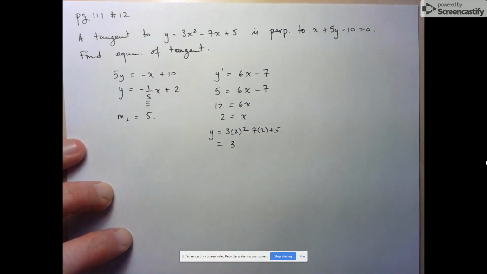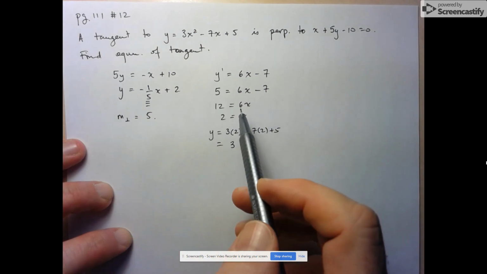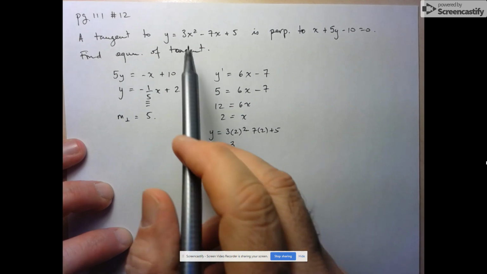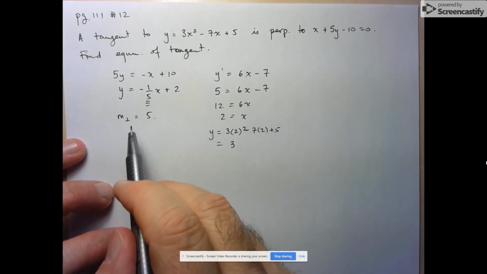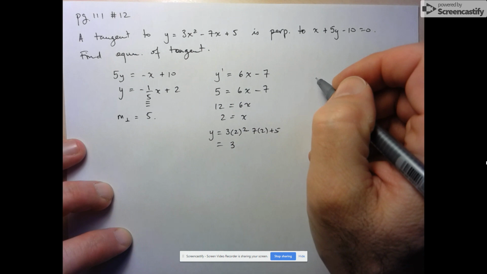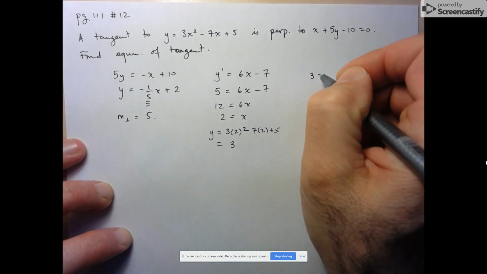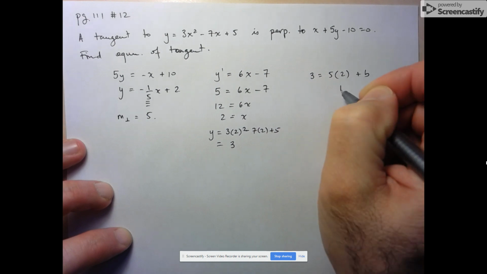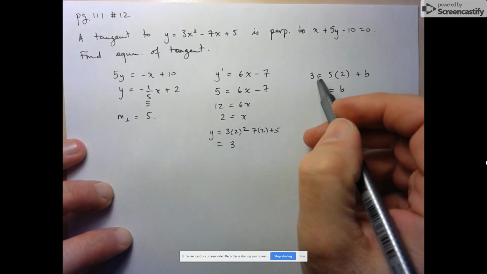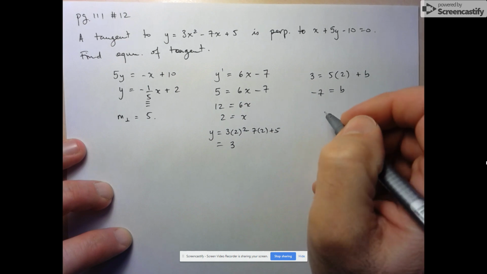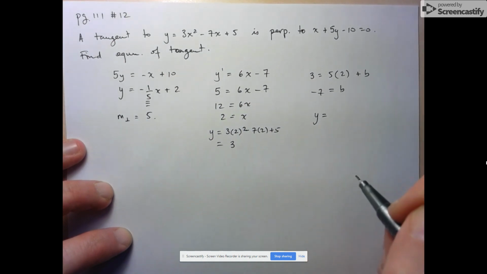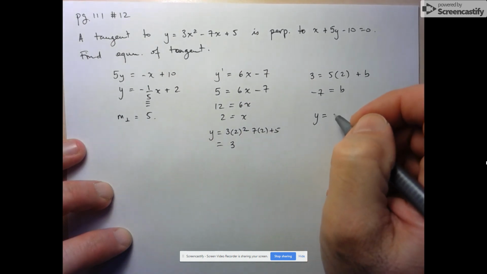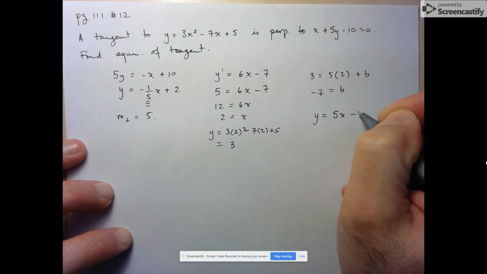Now we have all the information to find the equation of this tangent, because the tangent contains the point (2, 3), because that's where it touches the curve, and has a slope of 5. So here, y equals mx plus b. The y is 3, the m is 5, the x is 2, plus b. So b is just equal to 3 minus 10, negative 7. And so that means that the equation of our tangent is just y equals 5x minus 7.